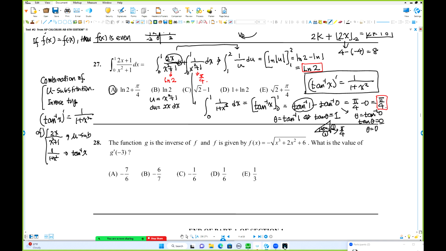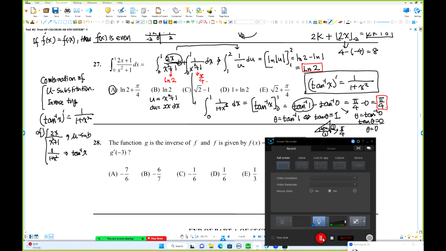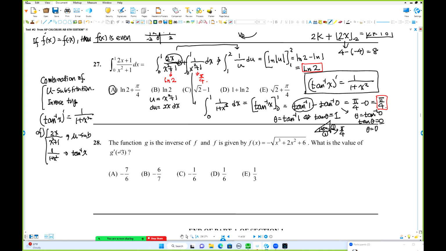Okay, figure out number 27, okay? I'll give you a minute, okay? All right, 28. The function g is the inverse of f. g is the inverse of f, right? This is the original, this is the inverse. And f is given by the equation. What is the value of the derivative of the inverse at x equals negative 3, okay? That is what x value on the inverse, okay?